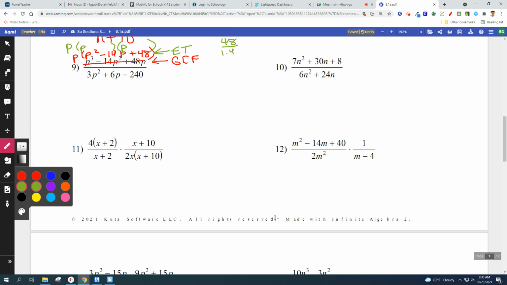48. That's 1 and 48, 2 and 24, 3 and 16, 4 and 12, 5 doesn't work, 6 and 8, 7 doesn't work, done. So you need to come up with the numbers that are going to make 14 out of that. Usually when I write it down, I immediately see it. It's got to be 6 and 8. That's the only way to make the 14. I know it multiplies to a positive 48, but in order to add up to negative 14, both of those numbers must be negative. So I'm looking at P minus 6 and P minus 8.